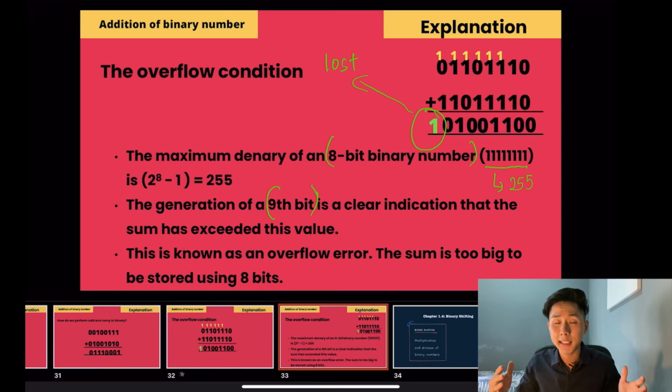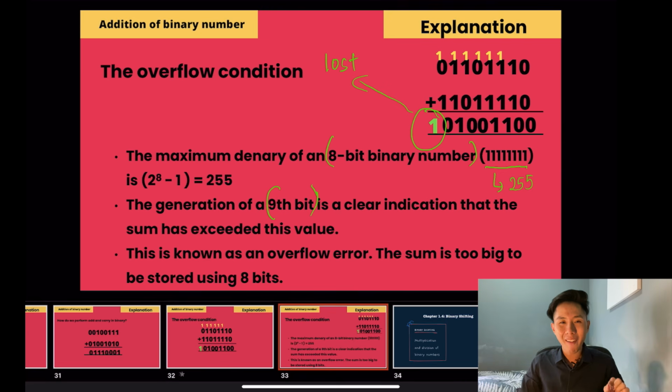In the IGCSE exam, they might give you just 2 binary numbers and ask if an overflow problem occurs. You will have to answer yes and give the reason: because the ninth bit has been generated.